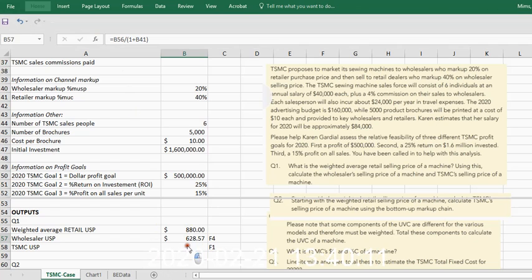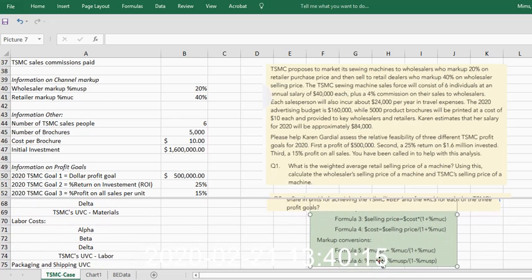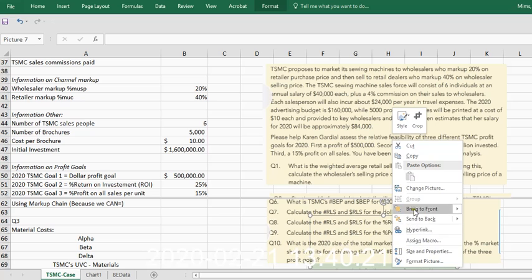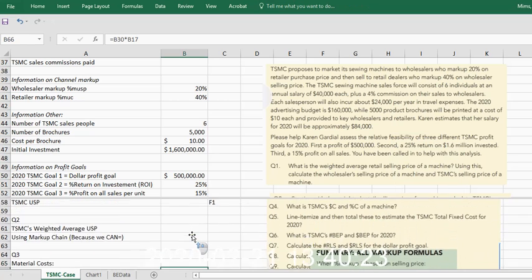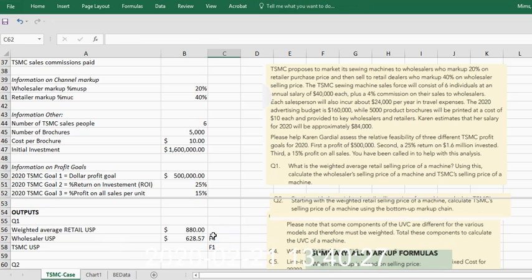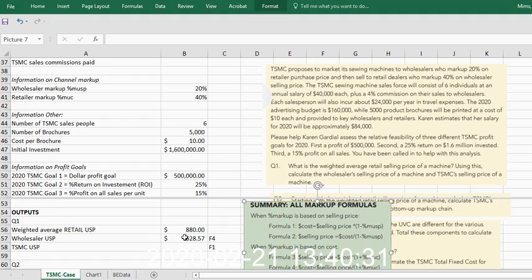We're going to use Formula 4. Now let me bring up Formula 4. We have to bring it to the front. I'm just moving this so we can see that formula again. All right, so let's take a look at this. We needed to use Formula 4 to calculate the wholesaler unit selling price.